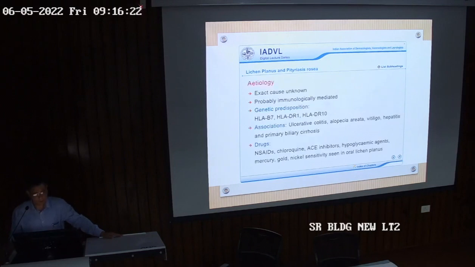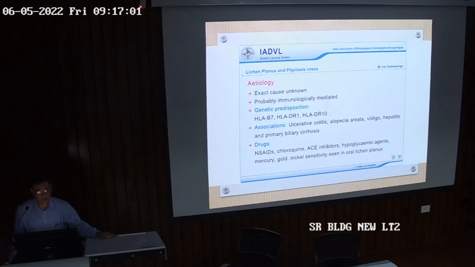So what is the etiology of lichen planus? For most diseases, the exact etiopathogenesis is still not discovered, and we are not able to pinpoint a single etiopathological factor. Once there is no single etiological factor, we have a list of factors. The exact cause is unknown, probably immunologically mediated. Genetic predisposition is there, and these factors are found to be much more common in cases of lichen planus: HLA-B7, DR1 and DR10.